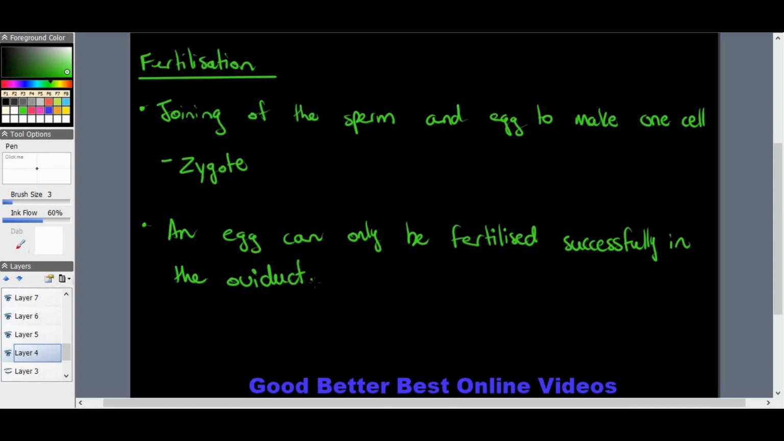If there's no egg in the oviduct, the sperm will die within 2 to 3 days. Therefore, an egg can only be fertilized if the sexual intercourse happens about 2 to 3 days before the ovulation process, or about 2 to 3 days after. So that's a specific time when an egg can and can't be fertilized.